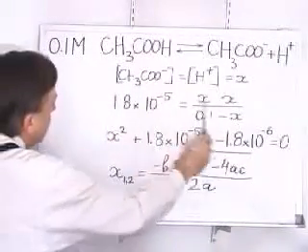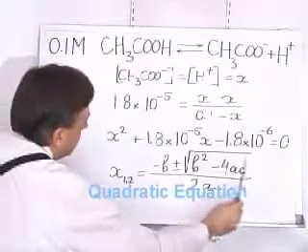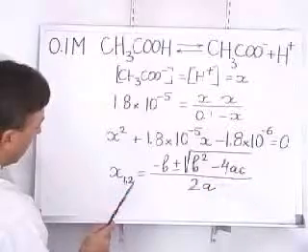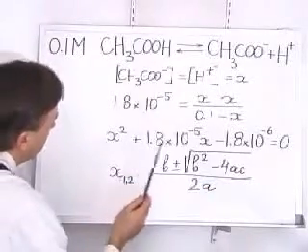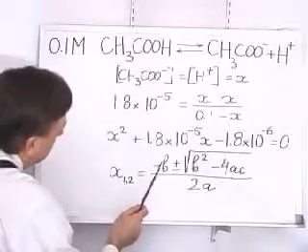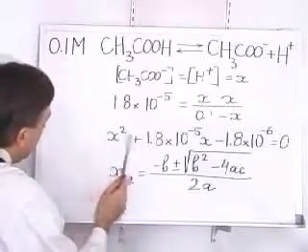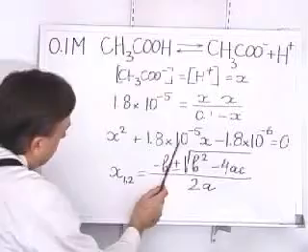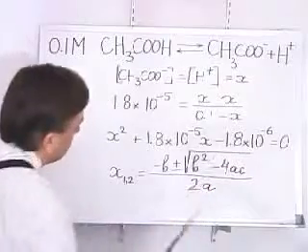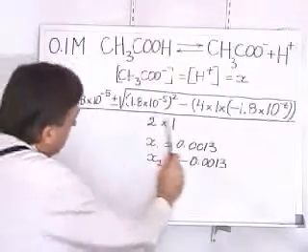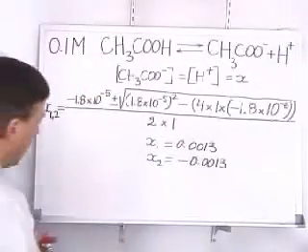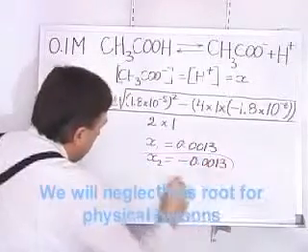We can rearrange this expression and a quadratic equation is obtained. This is the standard formula for the roots of a quadratic equation. And now all we have to do is identify the coefficients A, B, and C in the quadratic equation and substitute them in this formula. Coefficient A is 1, coefficient B is 1.8 times 10 to the minus 5th, and coefficient C is minus 1.8 times 10 to the minus 6th. After substituting all these numbers in the expression, we obtain two roots, one of which is negative, and of course we will neglect it for physical reasons.